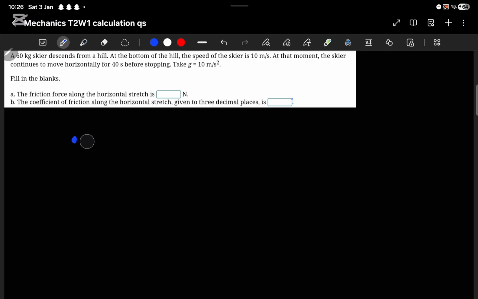Acceleration is not a force, remember, so we're only drawing a free body diagram. We have his weight, mg, which with g as 10 is 600 newtons, and the normal reaction is also going to be 600 newtons. We have friction, and that's about it. We don't have any other forces acting on him because there's no force pushing him forward.